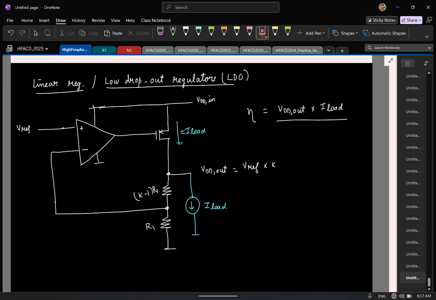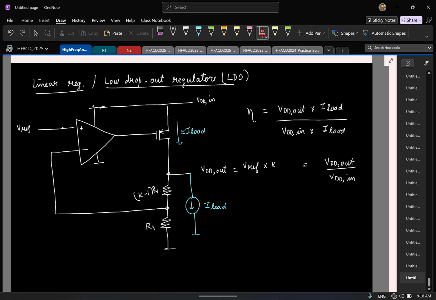Similarly, even the current drawn in this op amp can be kept really small compared to the load current. So the very optimistic power drawn from the input is VDD in times I load. Again, this is a very optimistic calculation because in practice you will draw slightly more current than I load from the supply VDD. Slightly higher but approximately. So now you clearly see the efficiency is the ratio of the output and the input.